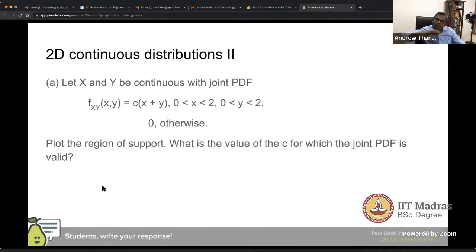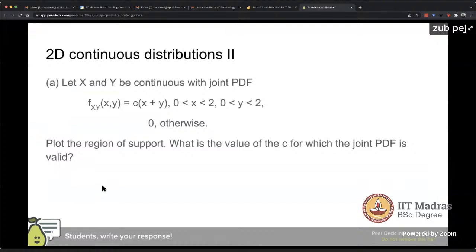So as x and y both take higher and higher values, you will have more and more likelihood of the random variables falling in that particular region. Okay, so it's sort of a visualization.